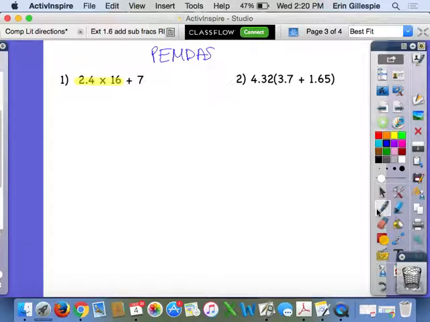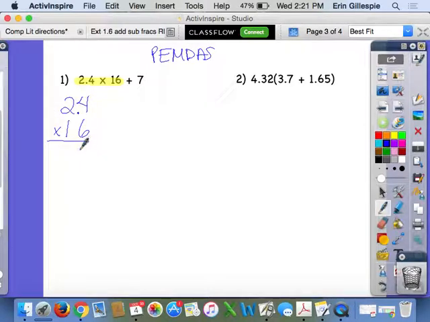2.4 times 16. Now remember, multiplying with decimals, the trick is to just pretend like the decimal's not there when you set up the problem. So I would be thinking about this like 24 times 16. Now once I've set it up, then I can sneak that decimal back in there. But remember, you're not lining up decimals like you do with adding and subtracting. So go ahead and multiply like you normally would.